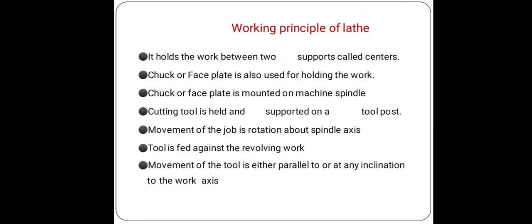It holds the work between two supports called centers. Chuck or face plate is also used for holding the work. Chuck or face plate is mounted on the machine spindle. The cutting tool is held and supported on the tool post. The job is rotated about the spindle axis. The tool is fed against the revolving work. Movement of the tool is either parallel to or at an inclination to the work axis.